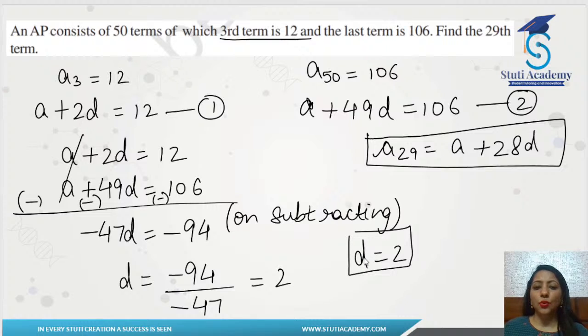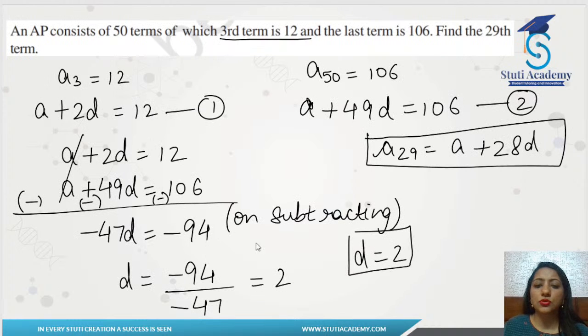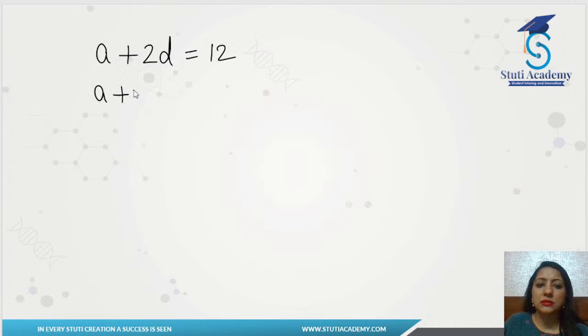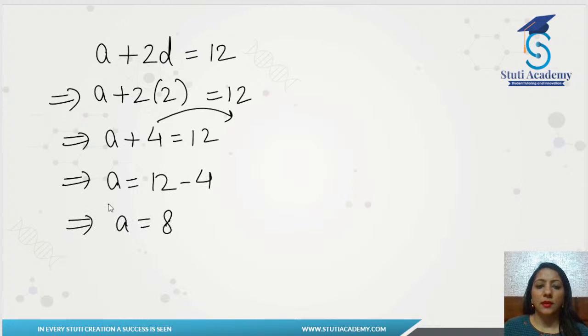Now we have got D as 2. We are going to put this value in the first equation. We can put it in the second one also, that's okay. I'm putting this in the first equation because I want my calculations to be simple. So the first equation is A plus 2D is equal to 12. I'm going to replace D by 2 and I get A plus 4 is equal to 12. We take this to the other side and we get A is equal to 12 minus 4. So we have A as 8.